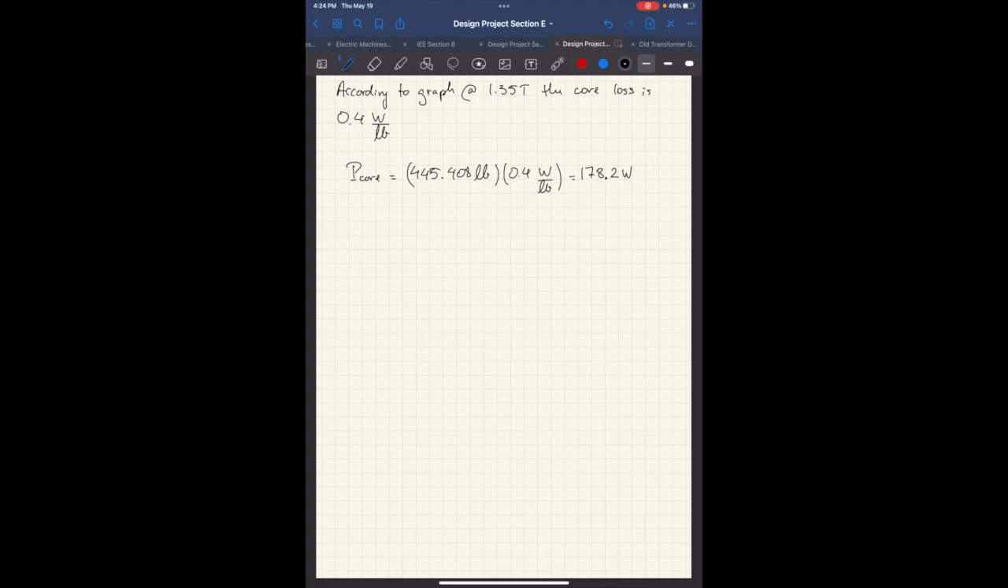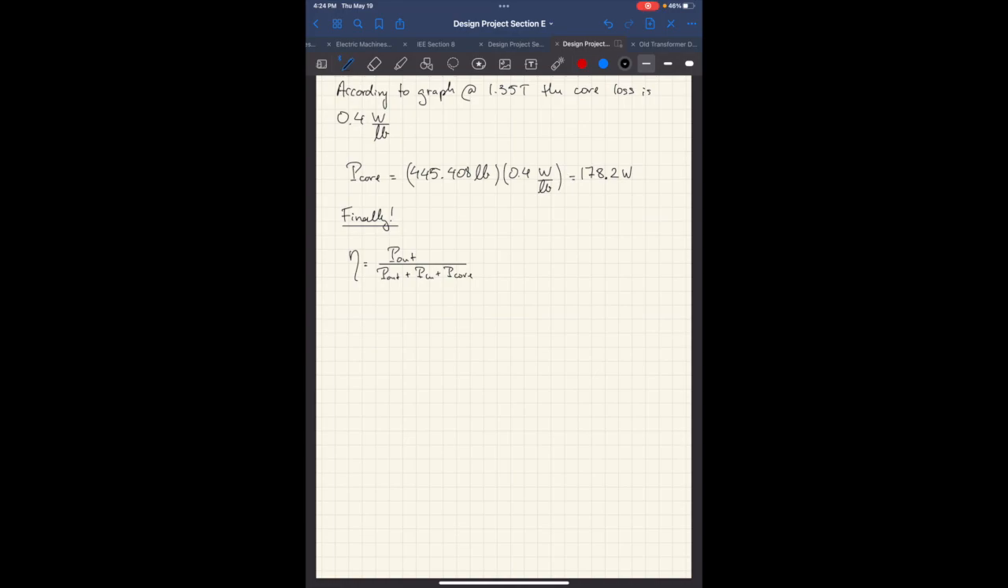Last thing is to find the efficiency. Remember, the efficiency must be 99.1 maybe, or 0.01. As long as it's above 99, you're good. So the last step is to find efficiency. So finally, efficiency is going to be P out over P out plus P copper plus P core.